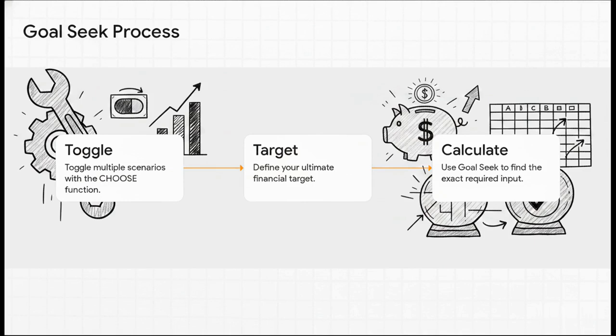This is where we bring in the heavy machinery. First, you toggle your entire model between different sets of assumptions using the CHOOSE function. Next, you define your ultimate financial target. And finally, using the Goal Seek tool, Excel acts like a literal crystal ball. It works its magic, automatically adjusting your inputs over and over again in the background until it finds the exact number required to hit your target outcome.